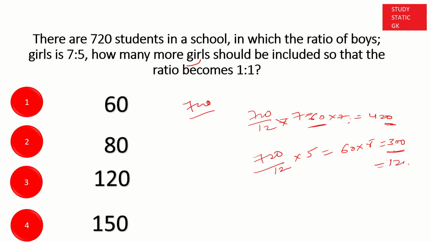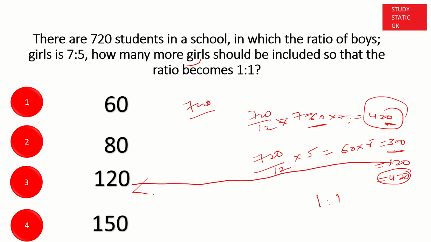If we add 120, then the number of girls will become 420 and the ratio will become 1:1. So the number of girls to be added is 120. So this is the answer.